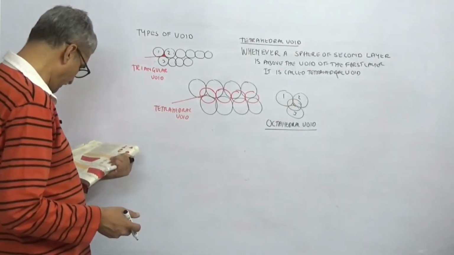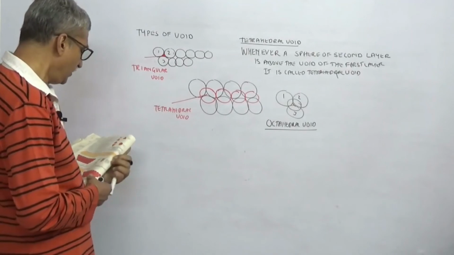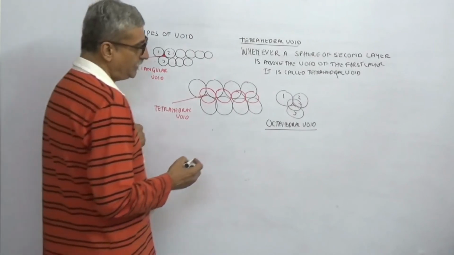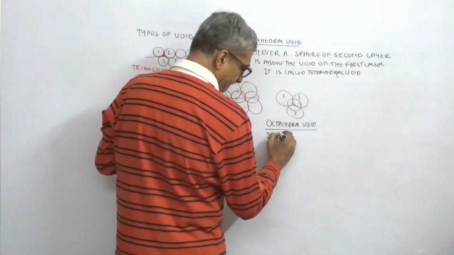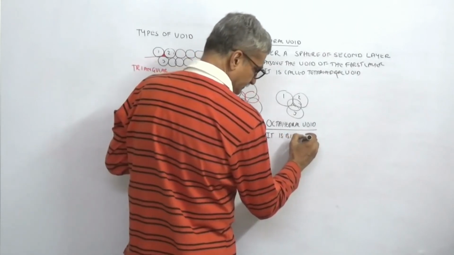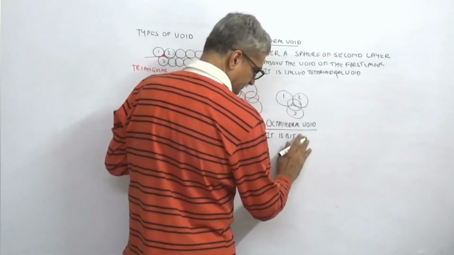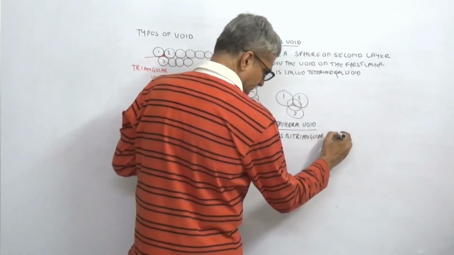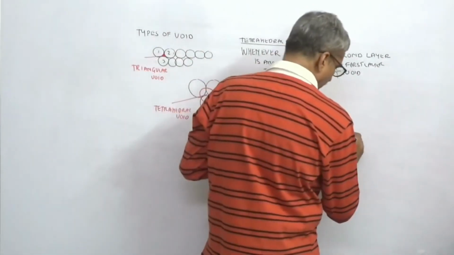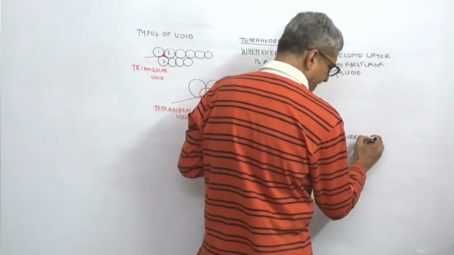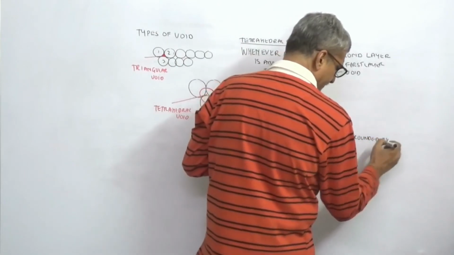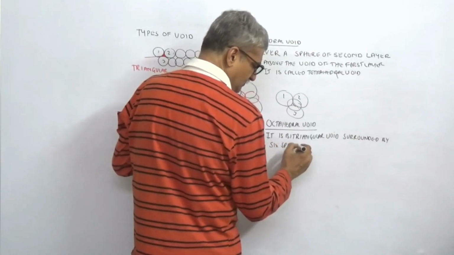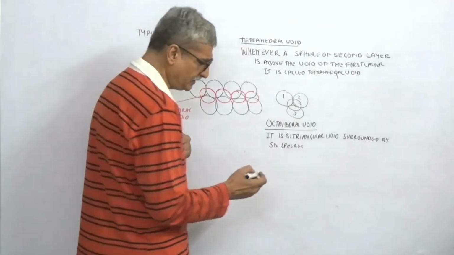So what is an octahedral void? Octa is a bitriangular. It is a bitriangular void surrounded by 6 spheres. So what are we trying to explain? The definition says nothing, believe me.